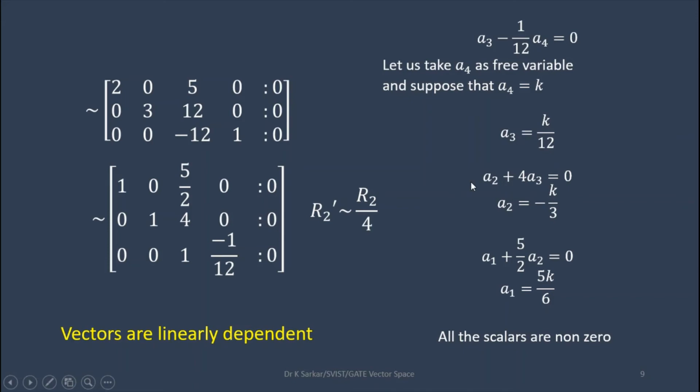Let us take a4 as a free variable, a4 as k, then a3 will be k by 12. From the second row we are getting a2 plus 4a3 as 0. There let us put the value of a3. We are getting a2 as minus k by 3. From the first row we are getting a1 plus 5 by 2 a2 as 0. So a1 is 5k by 6. Similarly, all the scalars are non-zero, therefore the vectors are linearly dependent.